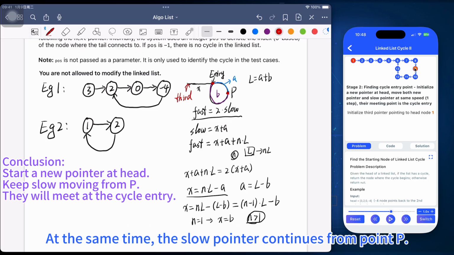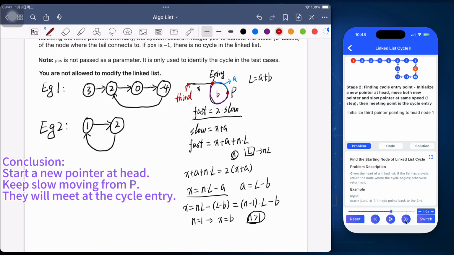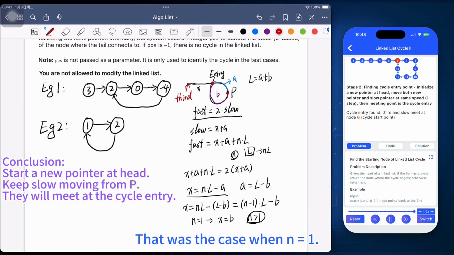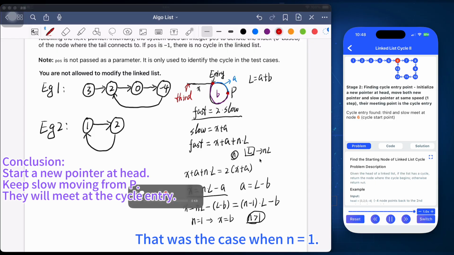At the same time, the slow pointer continues from point P. And both pointers move together. We keep going. Eventually, they meet at node 6. And 6 is obviously the entry point of the circle. That was the case when n equals 1.